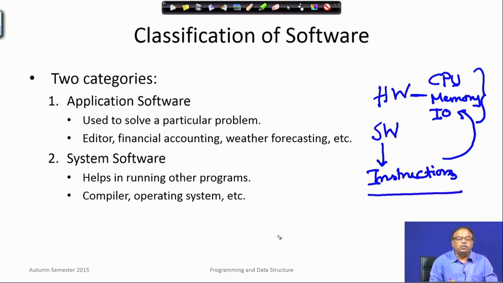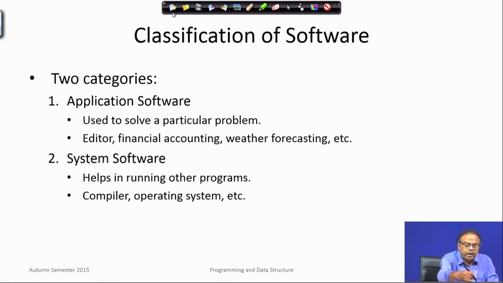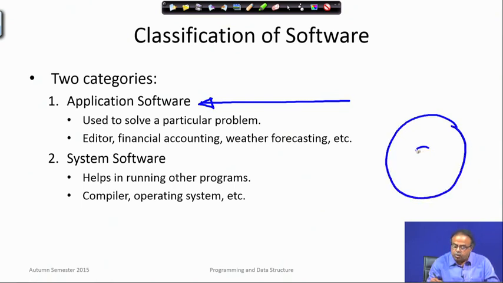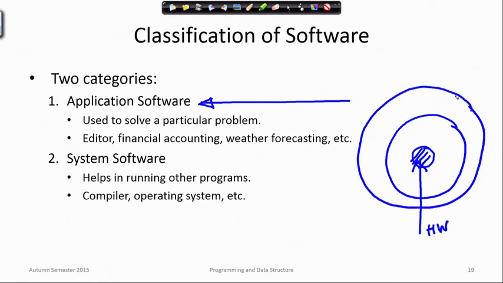Now, software can be of two types. For example, the first one is the application software. Application software is the software that we write. We can get an idea of this through this onion type of diagram. At the core, we have the hardware, and I am putting two layers around this, and the user is standing somewhere here, and the user is not directly interacting with the hardware.